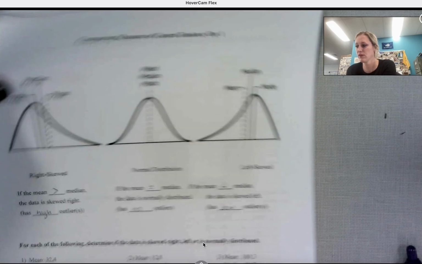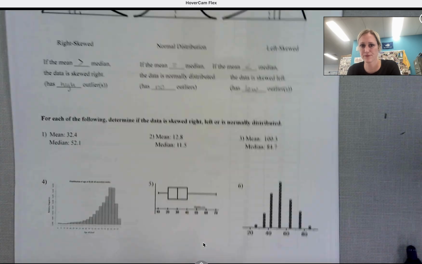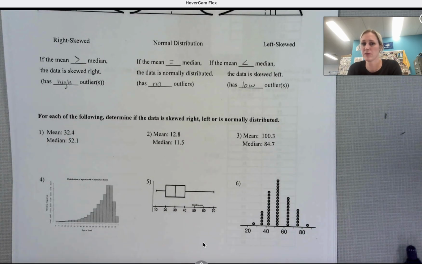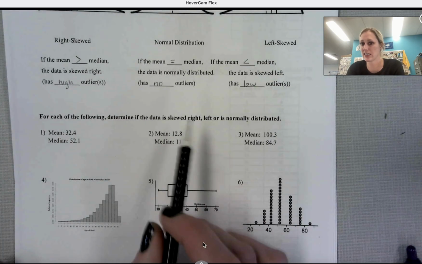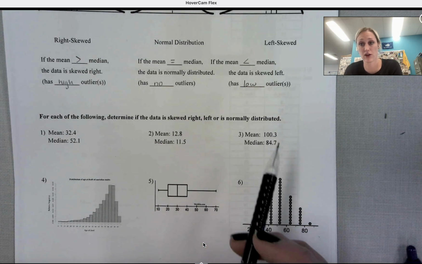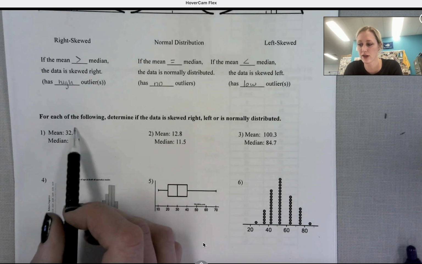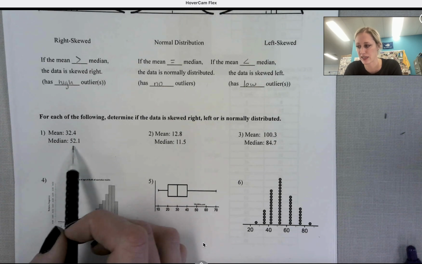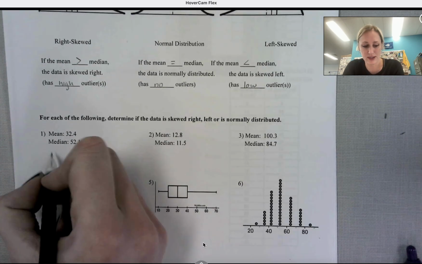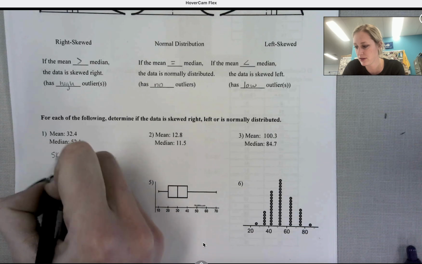Okay. All right, so we're given some examples here. We're just given the mean and the median and asked to say, is this skewed right, left, or is it a normal distribution? Okay, so here the mean is quite a bit less than the median. If the mean is less, remember that is skewed left.